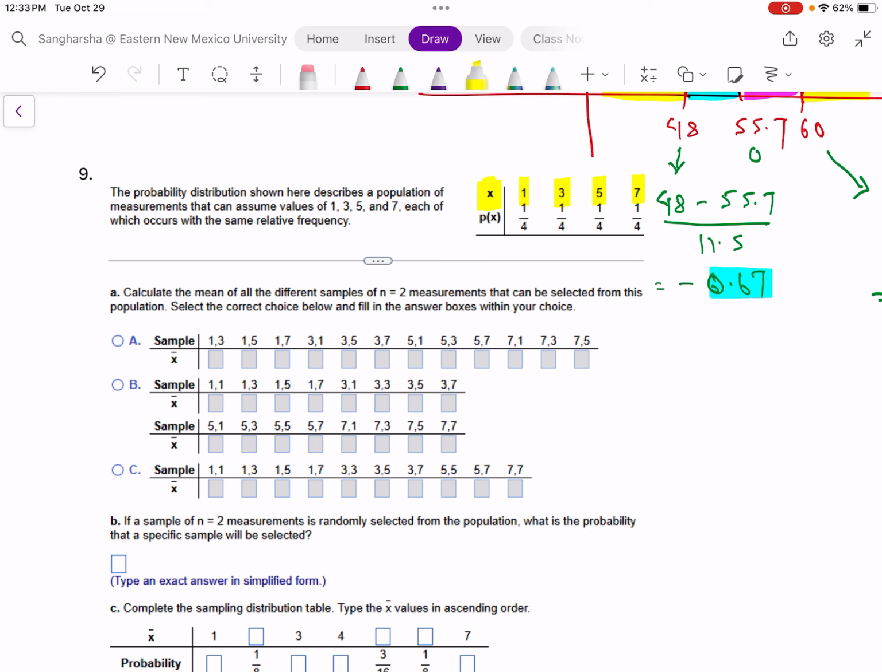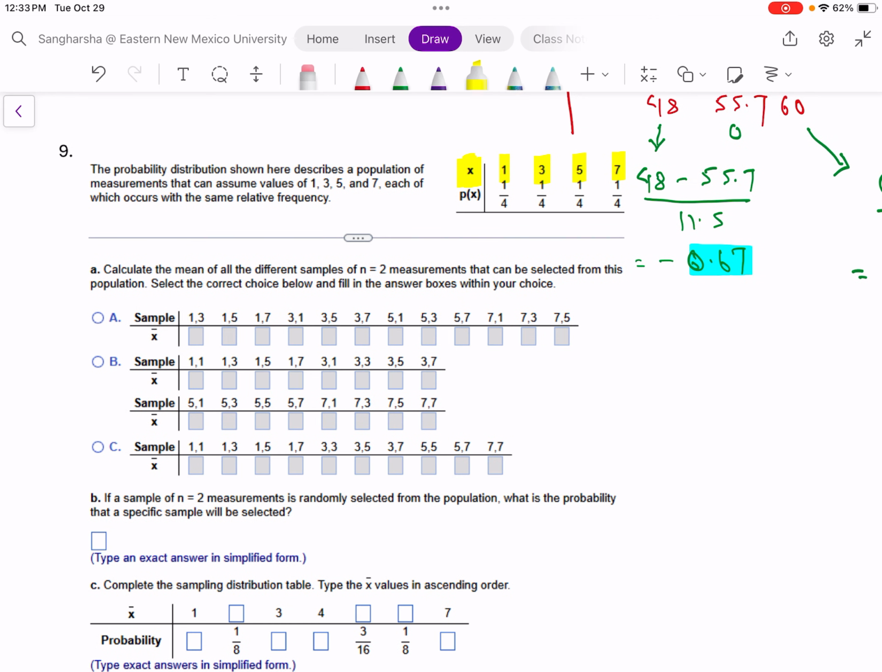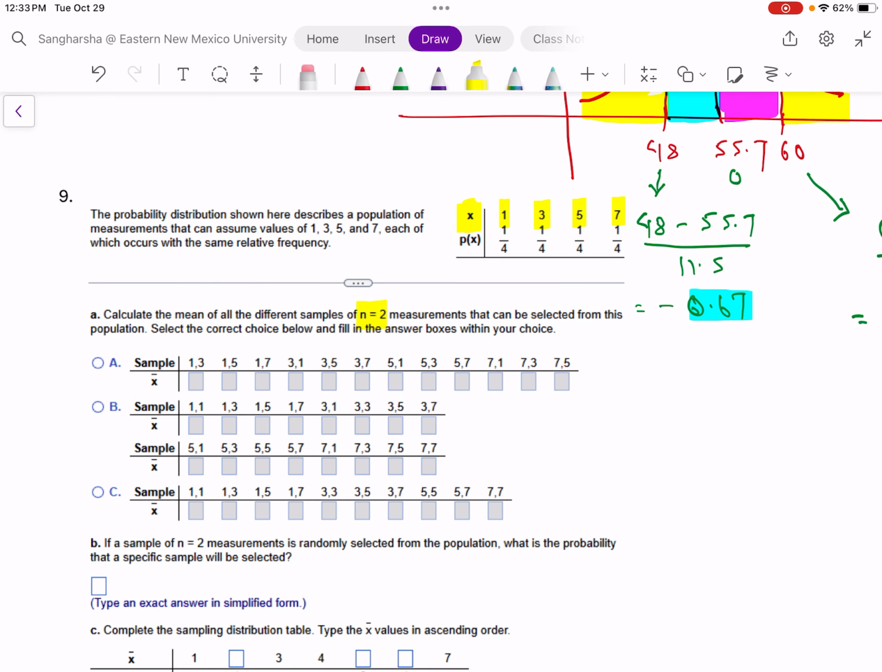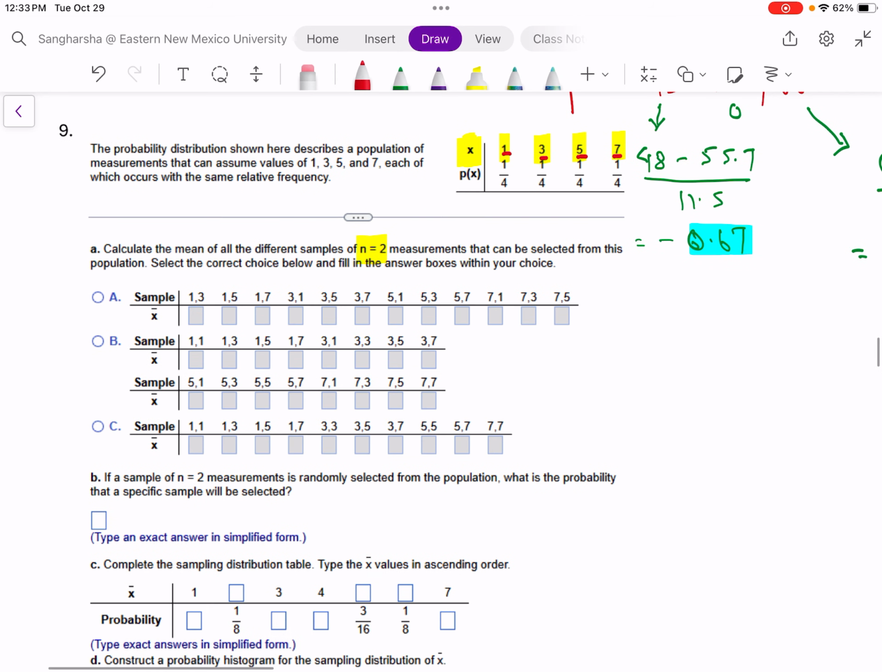Now calculate the mean of all different samples of n equals 2 measurements that can be selected from this population. Okay, now you have these options 1, 3, 5, 7. Now how can you select 2 numbers out of this 1, 3, 5, 7? You won't have these 3 options on your exam. Now in how many ways can you select 2 numbers from 1, 3, 5, 7? So you have 4 options, and you are selecting only 2 numbers.